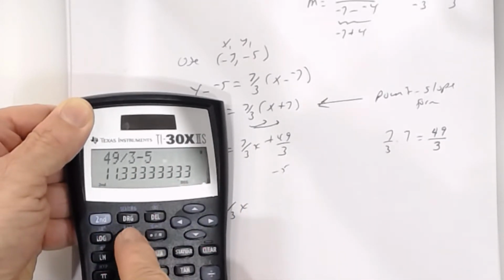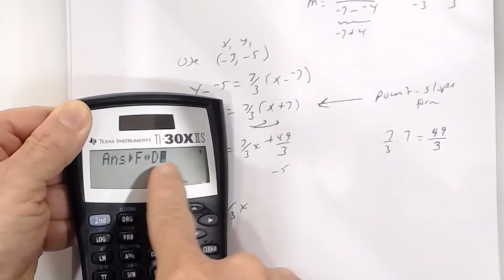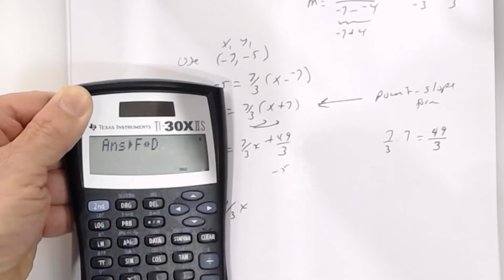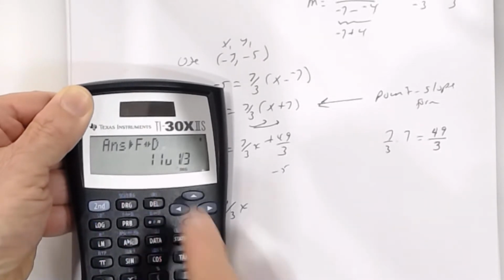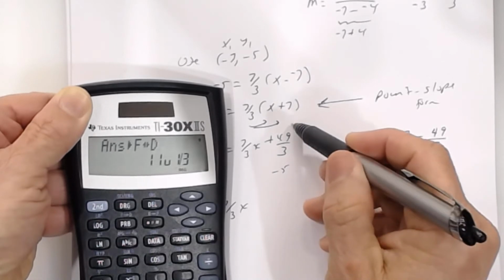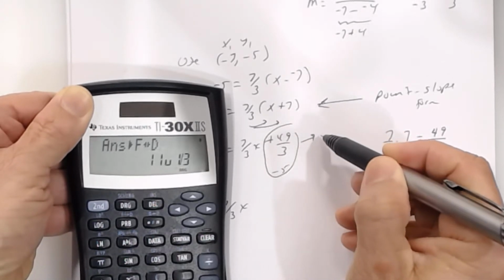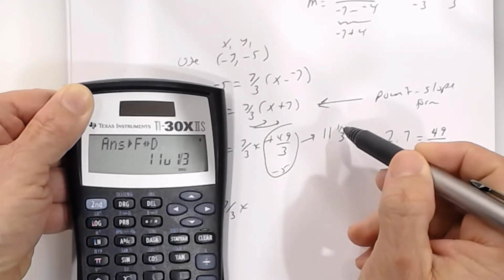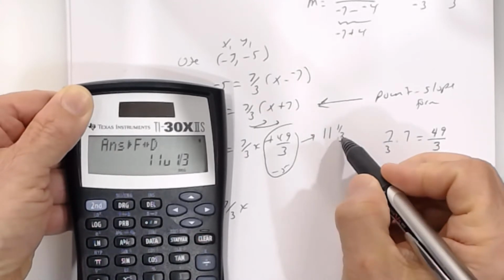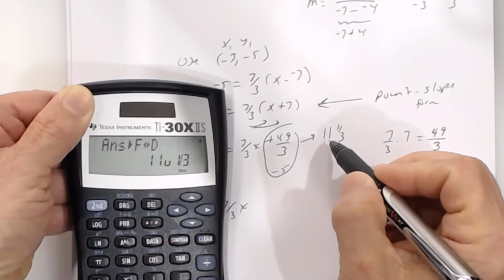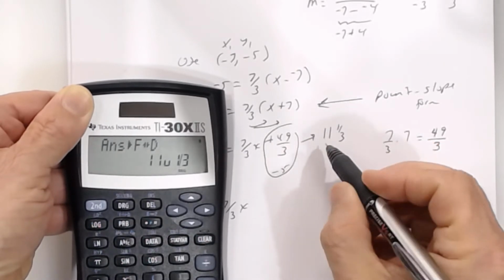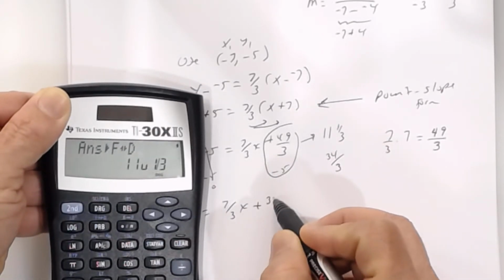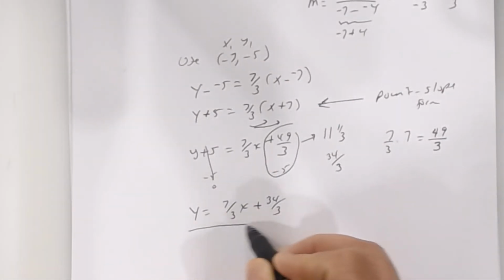So it'll be second PRB. See how it has F to D? That F to D means fraction to decimal, decimal to fraction. What do I press though? Enter, equal, and I get this mixed number. So what is this mixed number right here? 11 and 1/3. Now, how do you change a mixed number back to an improper fraction? You say 3 times 11 is 33 plus the numerator 1 is 34. So this is 34 divided by 3. And there's your slope-intercept form.